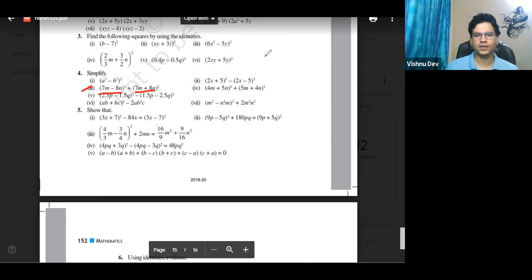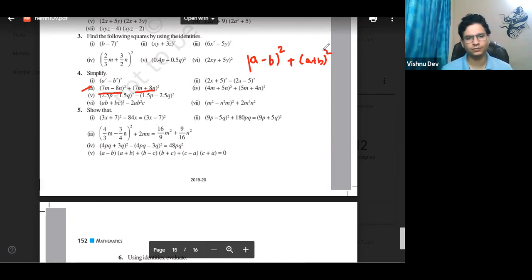What is the formula? So it is basically this: A minus B whole square plus A plus B whole square. It is basically this question. Yes or no? Basically this, with something in place of A and something in place of B. But the basic problem is this only. Agree? Yes or no?